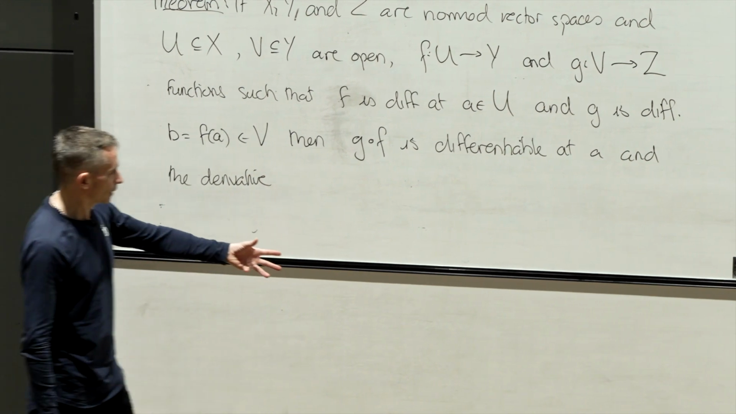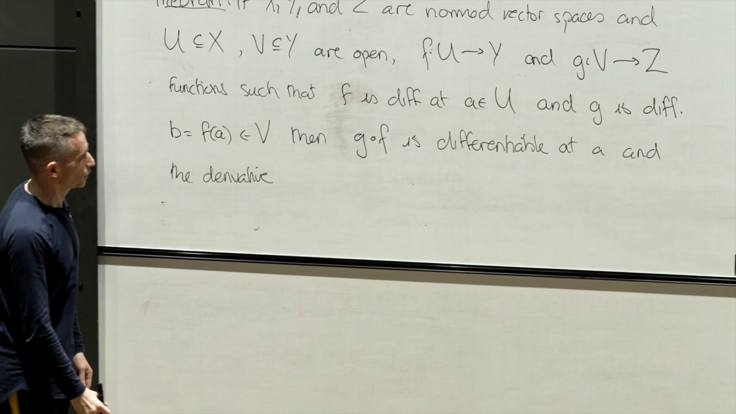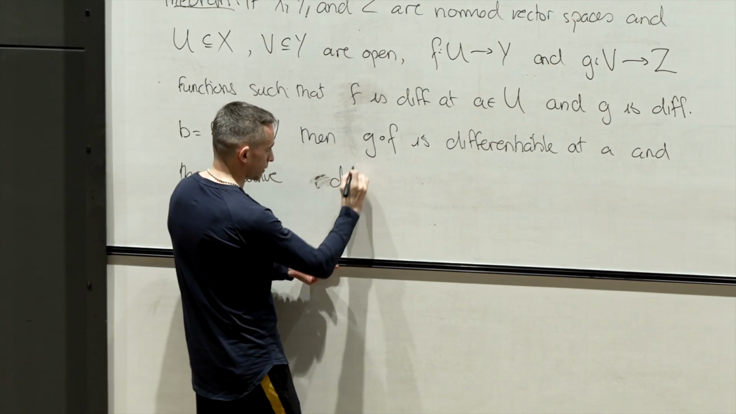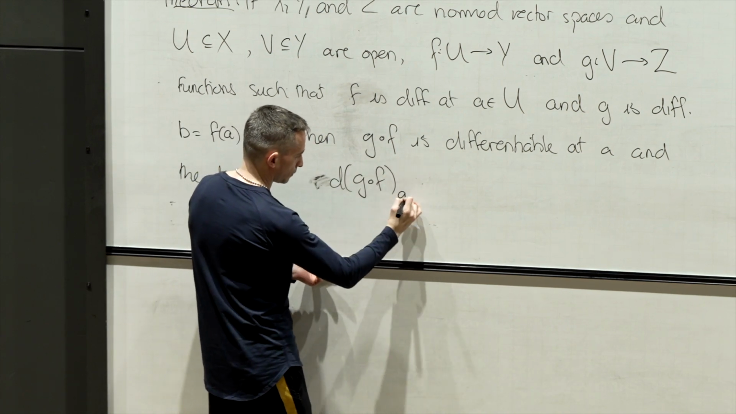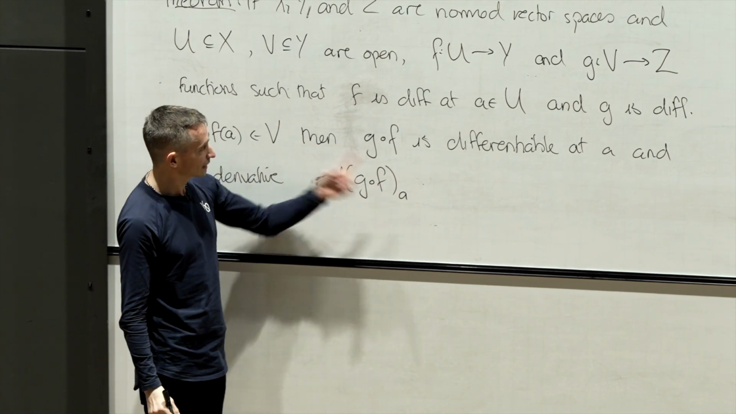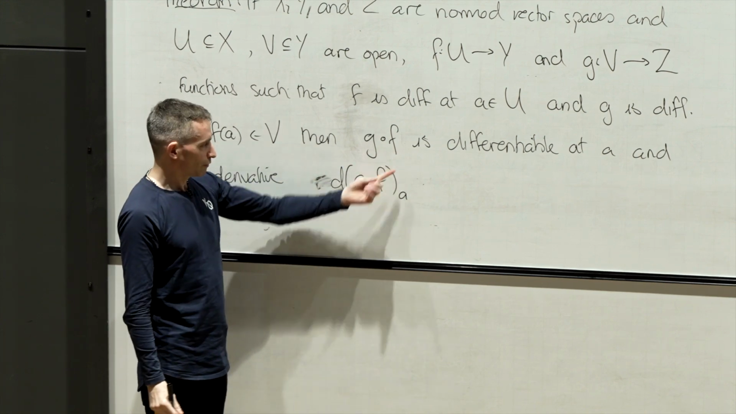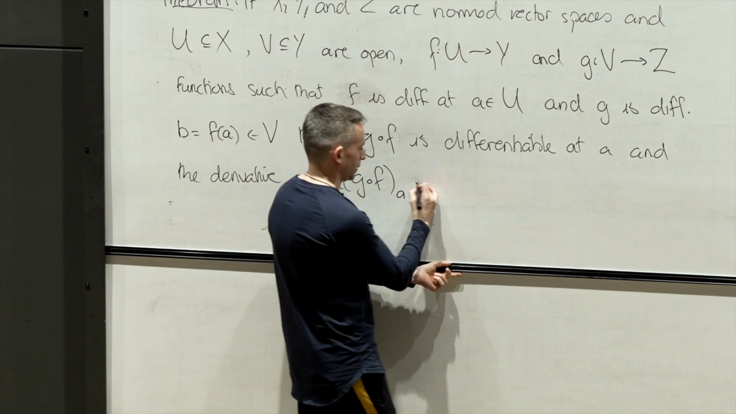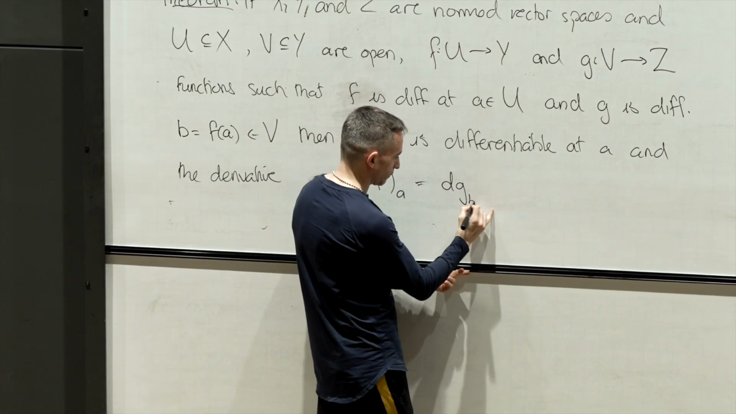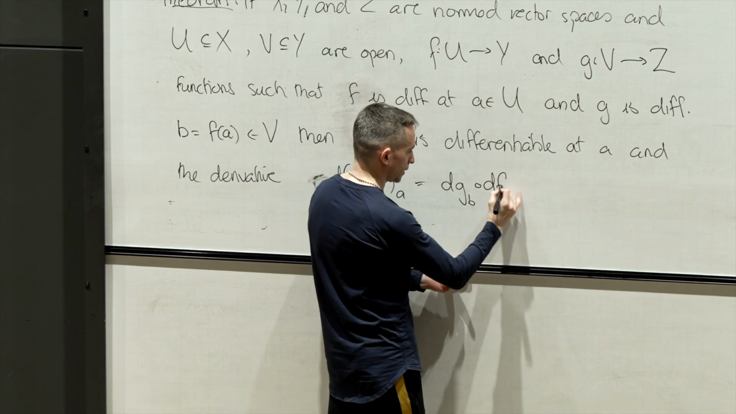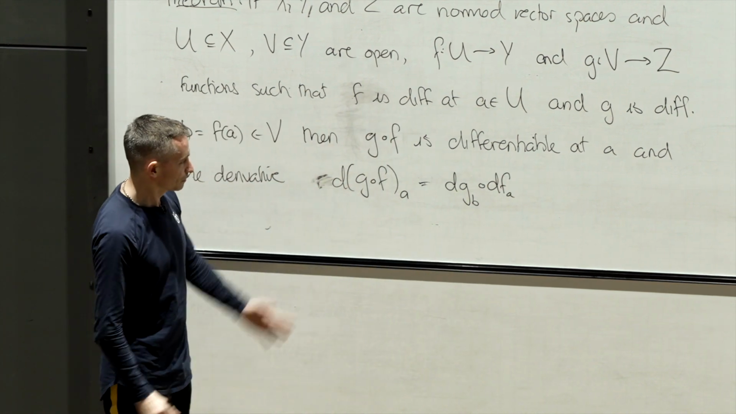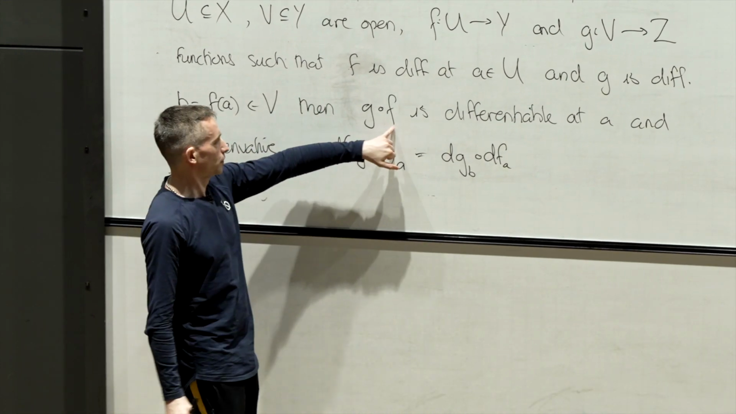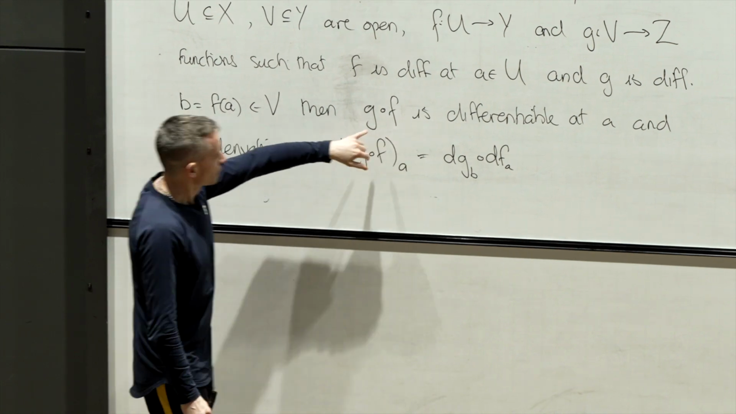Well, the derivative is the only thing it sort of could be in the situation. This needs to be a linear map going from X to Z. You've got a linear map going from X to Y and one going from Y to Z, given by the derivatives of f and g respectively. So the only thing you really have that you could use is the composition of those two linear maps. And the chain rule says that's the right answer.